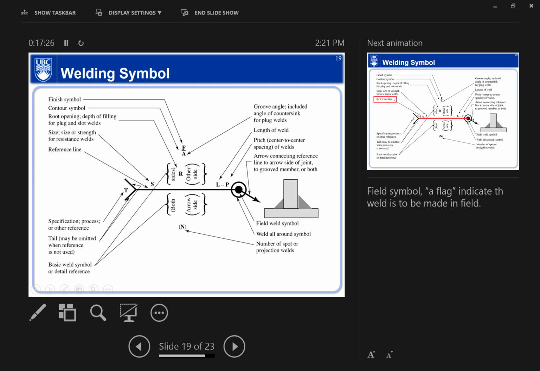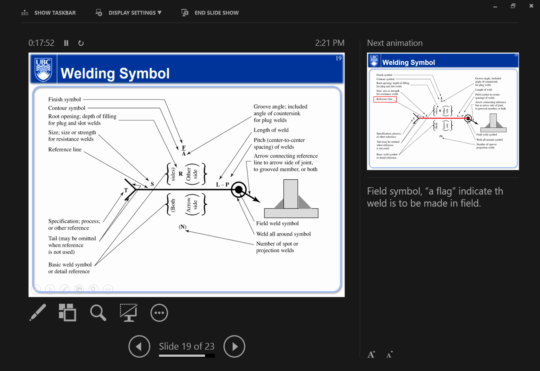So, for example, if you have something labeled here or some symbols sketched here, it refers to the arrow side. If you put it on the top here, then you actually refer to the opposite side of the arrow that's pointing to. And if you have things show up on both sides, then it basically means both sides.